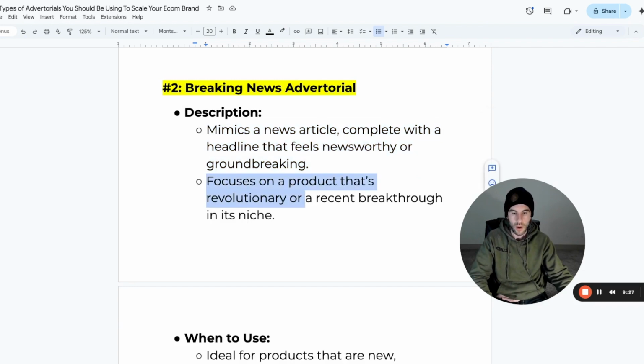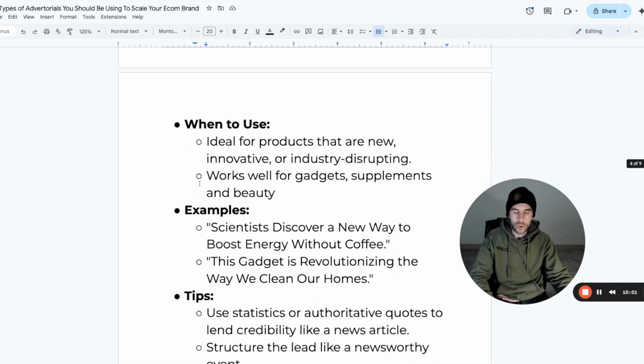So like I mentioned above, this is going to focus on a product that's a revolutionary or a recent breakthrough in its niche. Sometimes they are, sometimes they aren't, if we're being honest. A lot of the time we are just putting new wrapping paper around something that's old, and then giving it a unique mechanism of the problem and a unique mechanism of the solution. But you want to make it feel like it's revolutionary or a recent breakthrough in the niche that can really turn things around. And you might actually have a product that is a big discovery. You just want to make sure that it feels like that when the person is reading the advertorial.